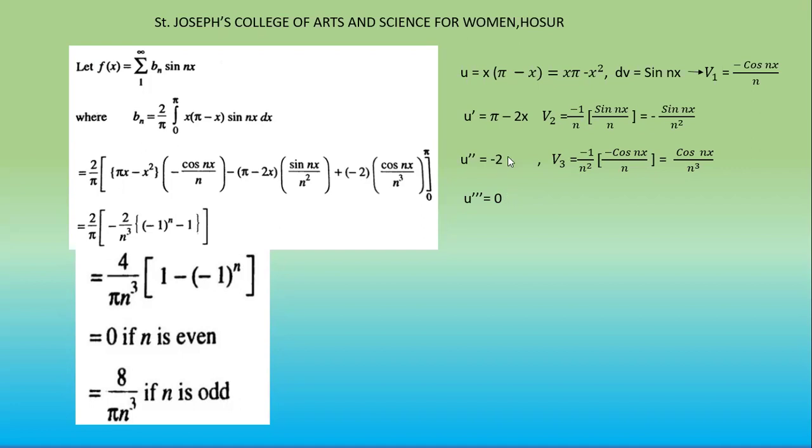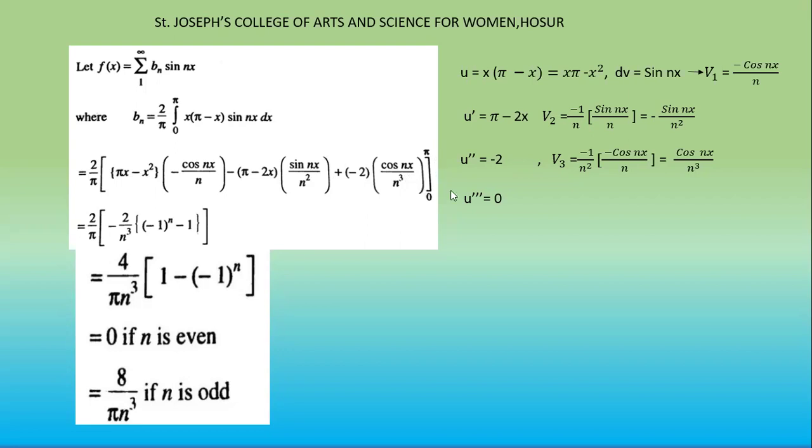So we substitute in the formula. u is pi x minus x square, and v1 is minus cos nx by n. This is Bernoulli's formula. bn is equal to 2 by pi, which we write as it is. Instead of this integration, we use Bernoulli's formula: u v1 minus u dash v2, where u dash is this term and v2 is this term, plus u double dash v3. Here u double dash is minus 2 and v3 is cos nx by n cube.